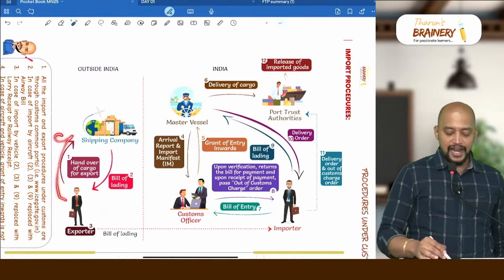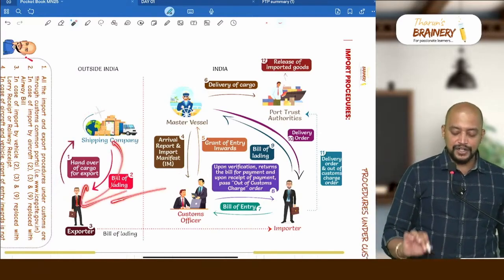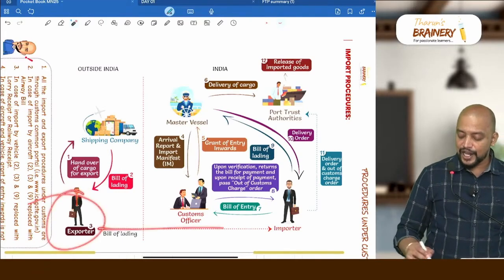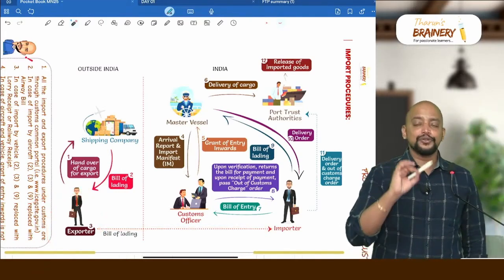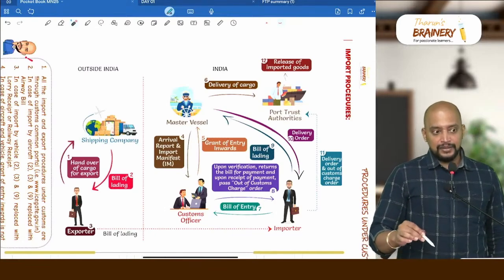First, the exporter will hand over the cargo to the shipping company outside India, and the shipping company will give a document of title called the bill of lading. That bill of lading will be sent by the exporter to the importer to prove that the importer is the owner of the goods, and this shipping company will bring the goods to India.